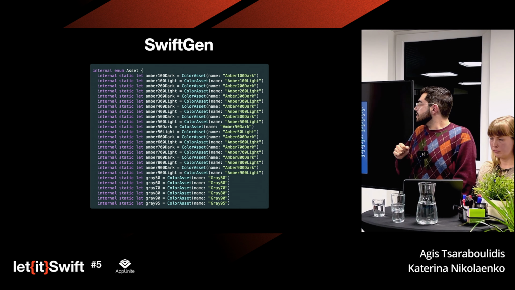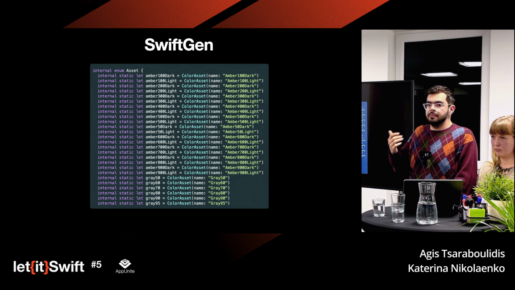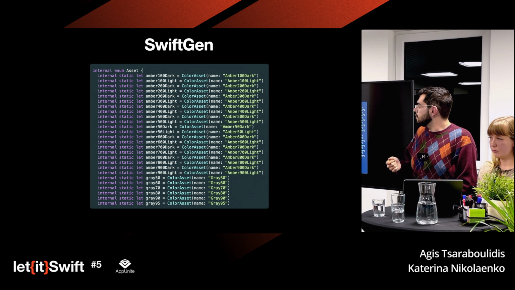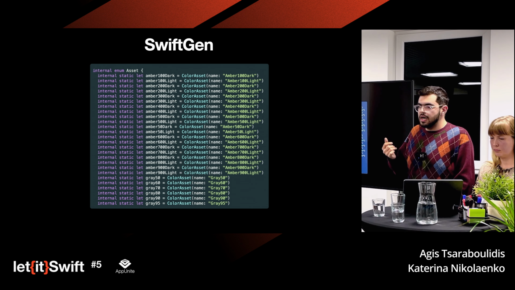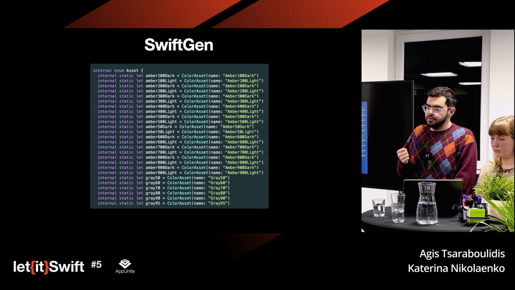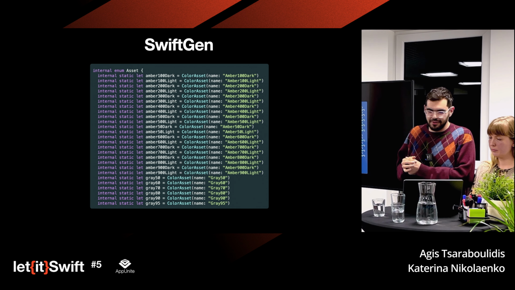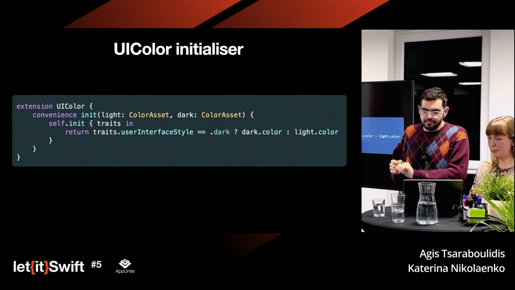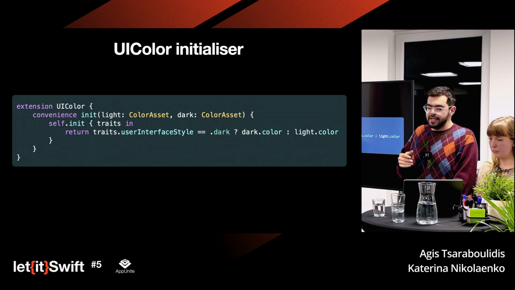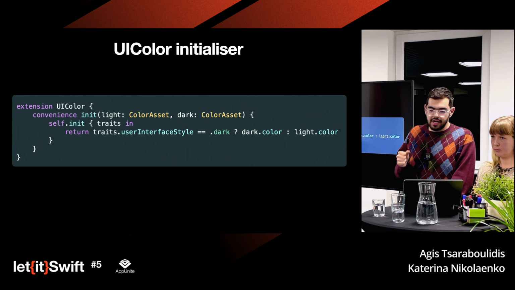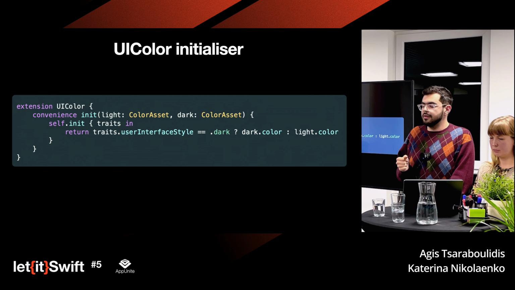So as a second step, we used a tool called SwiftGen. Many of you may be familiar with the tool, and we were able to generate all of the colors in code. So it's way easier to work with, and the tool did all of the tedious work for us. As a third step, we had to create a new initializer for UIColor, taking color assets as parameters based on if we are using dark or light mode.